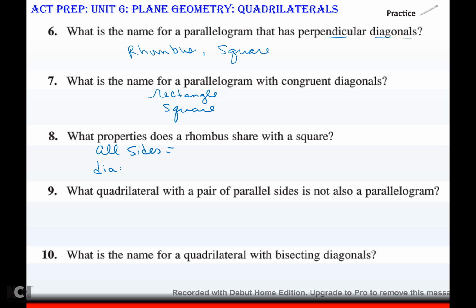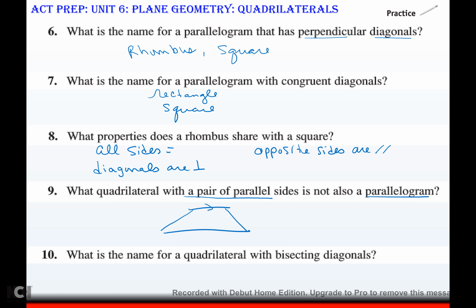Your diagonals are perpendicular, and opposite sides are parallel. Number 9, what quadrilateral with a pair of parallel sides is not also a parallelogram? It just says with a pair of parallel sides. That's not a parallelogram. Well, again, I have one pair of parallel sides, that would be a trapezoid.